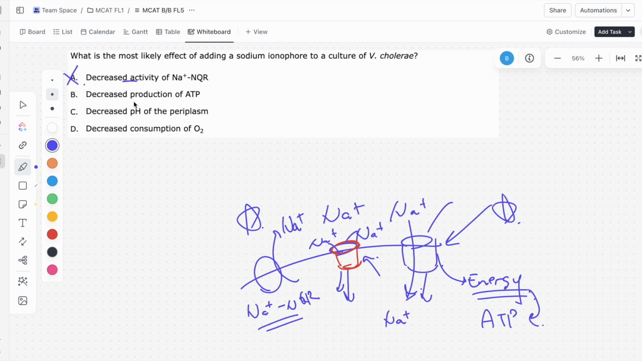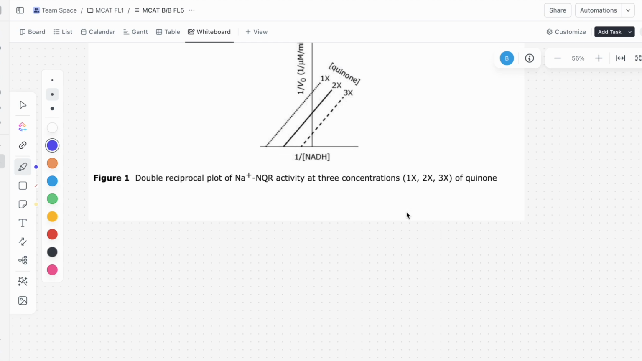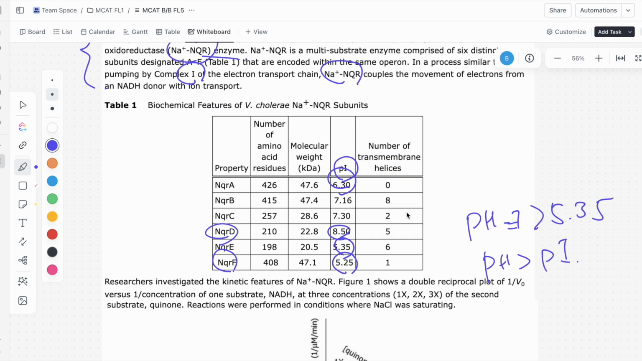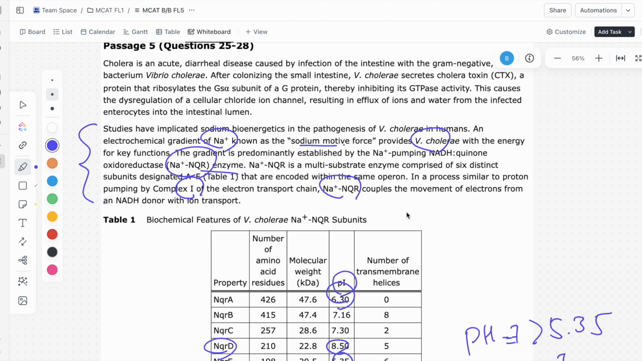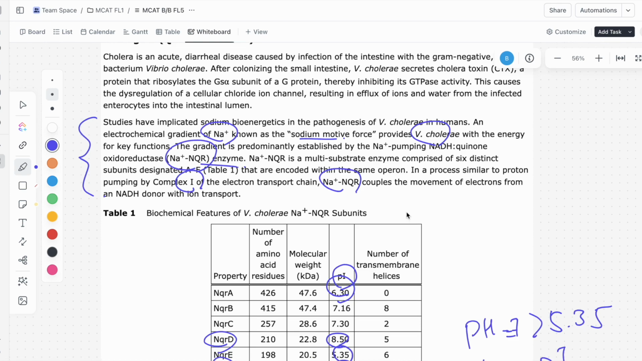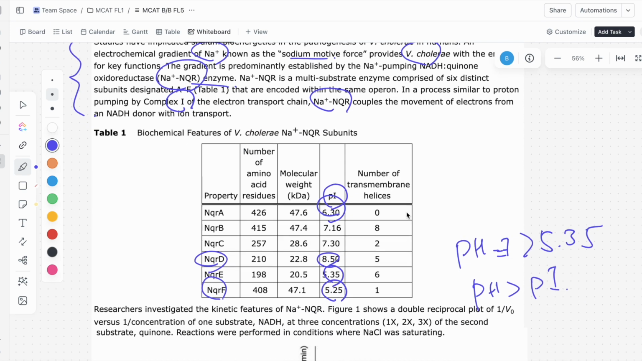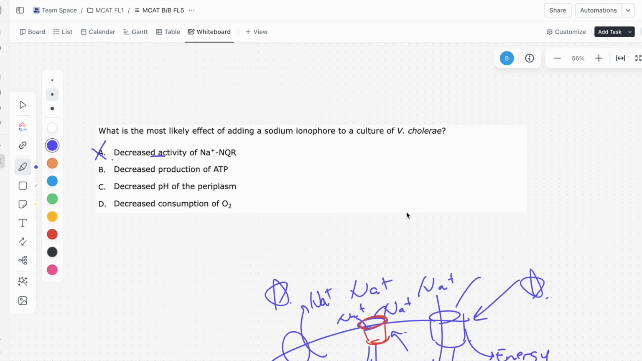Now let's take a look. I'm actually going to skip B here. I'm going to take a look at C and D. C says decreased pH of the periplasm. Guys, remember, we're not working with protons here like we are in the human body or the human mitochondria. We're working with sodium, and sodium doesn't affect pH, not by itself directly at least. And if we look at the rest of the passage, we don't really have any idea if protons come into play in this specific species here. So C is probably not going to be the answer choice here.